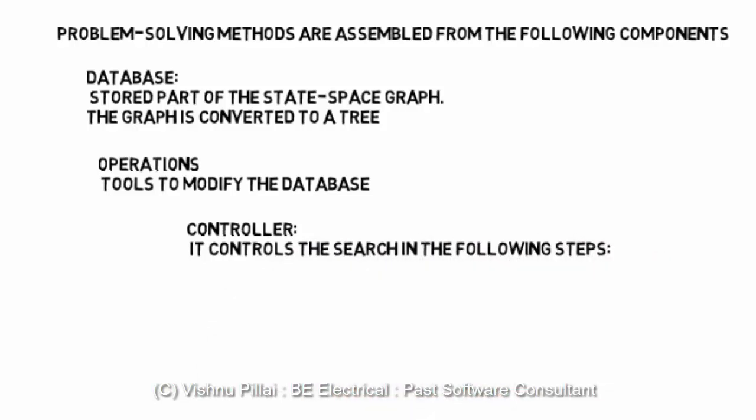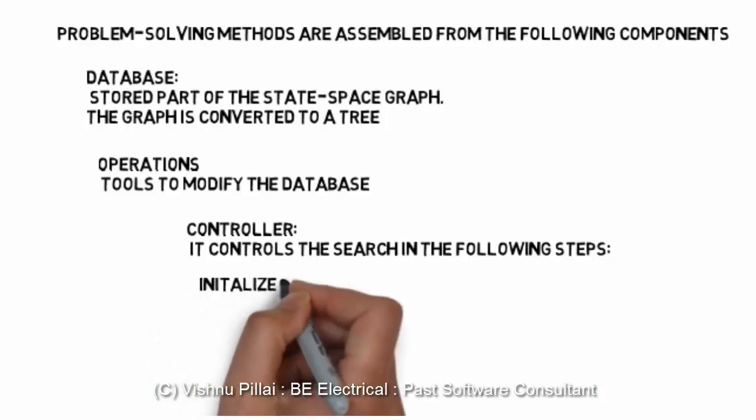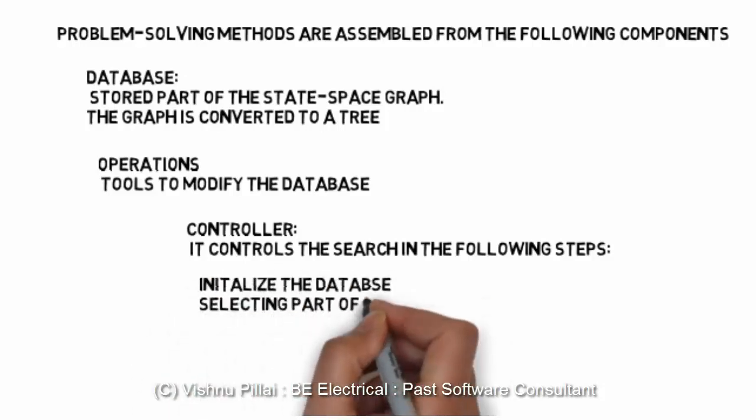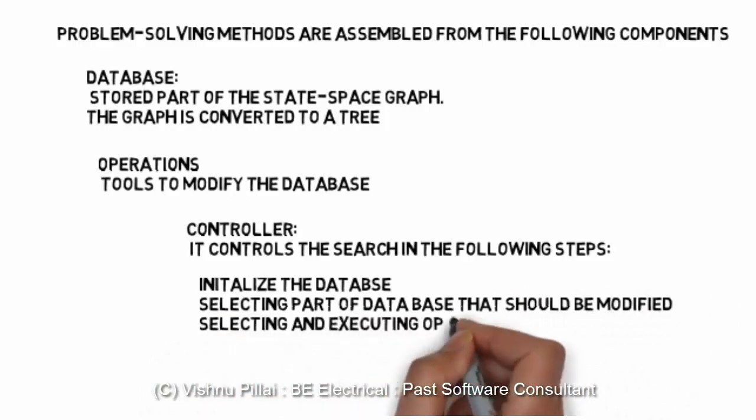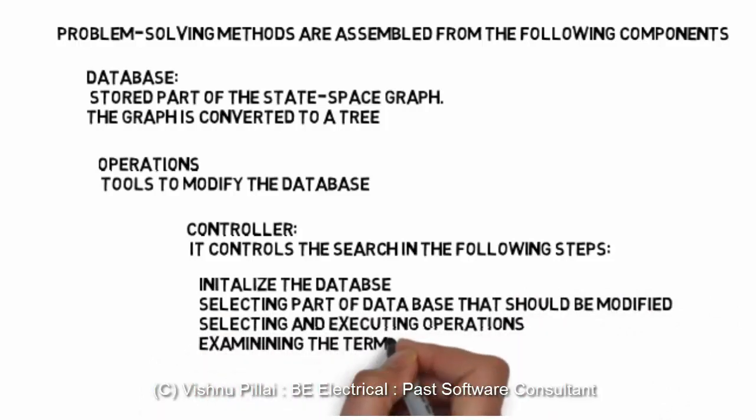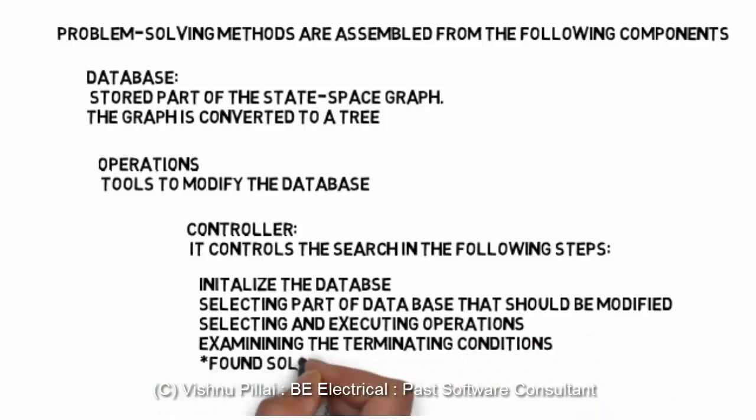Some of the essential parts include a database. This is a stored part of the state space graph, the graph converted to a tree. The operations are tools to modify the database. The controller controls the search in the following steps: initialize the database, select the part of the database that should be modified, select and execute the operation, and examine the terminating conditions, like whether it has found a solution or has not found a solution.